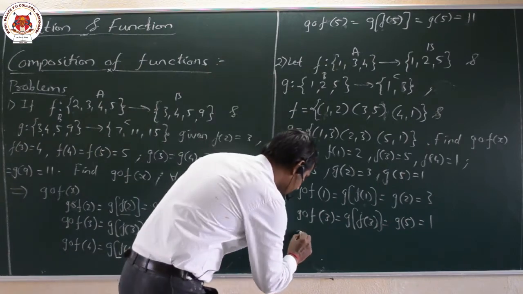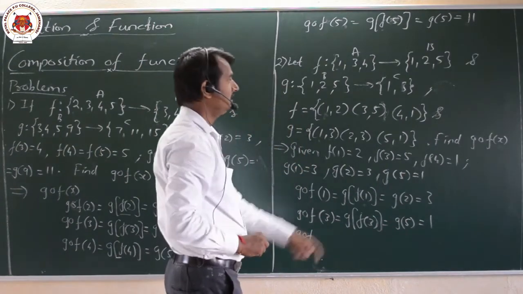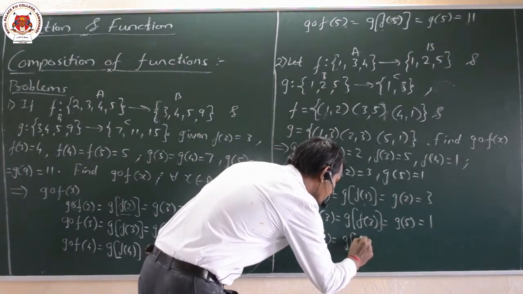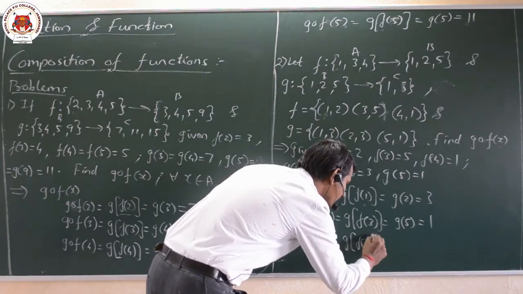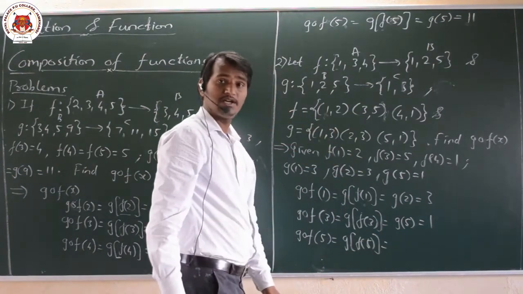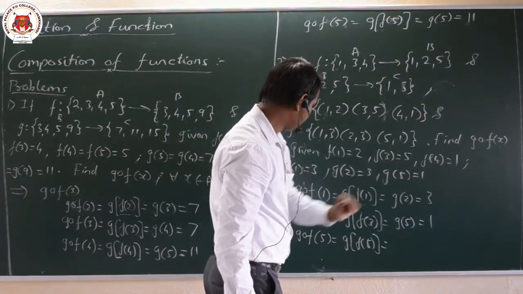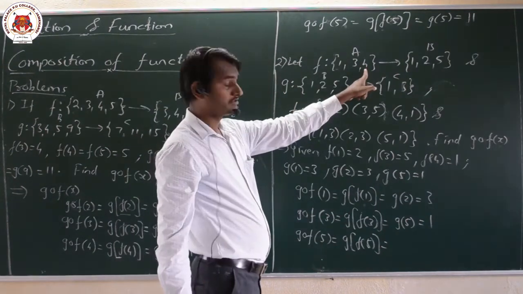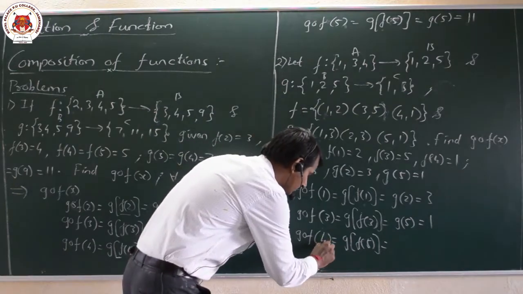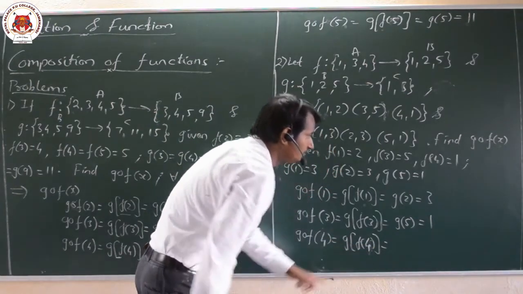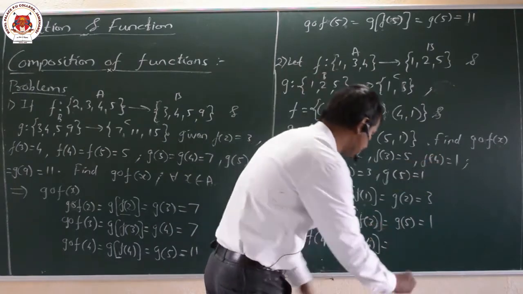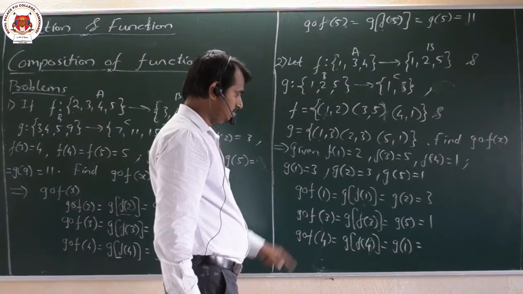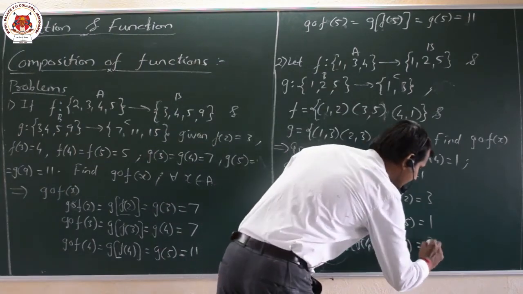Okay, then at last g of f of 4, dear friends. That is f of 4 value. What is f of 4 value? The value is 1, g of 1, and what is the g of 1 value here? G of 1 value is, again it is 3.